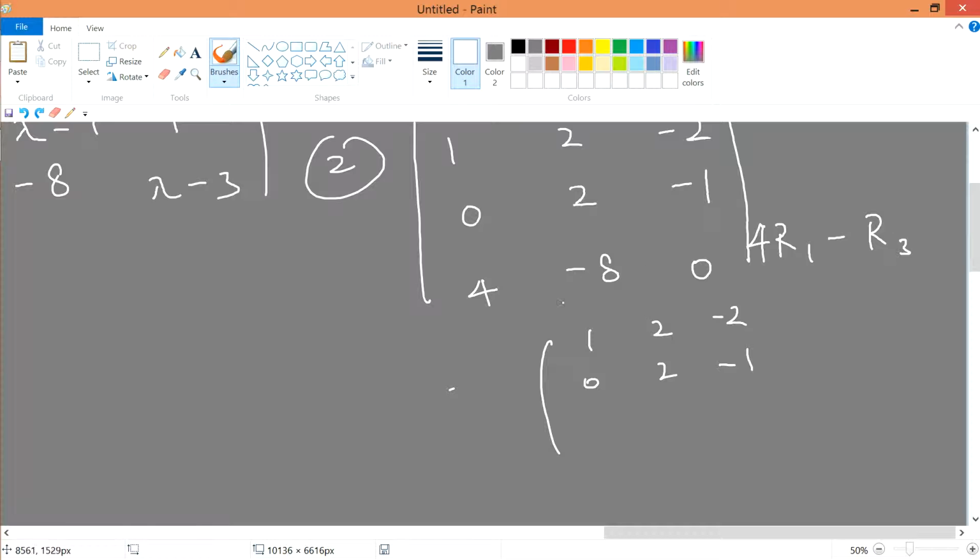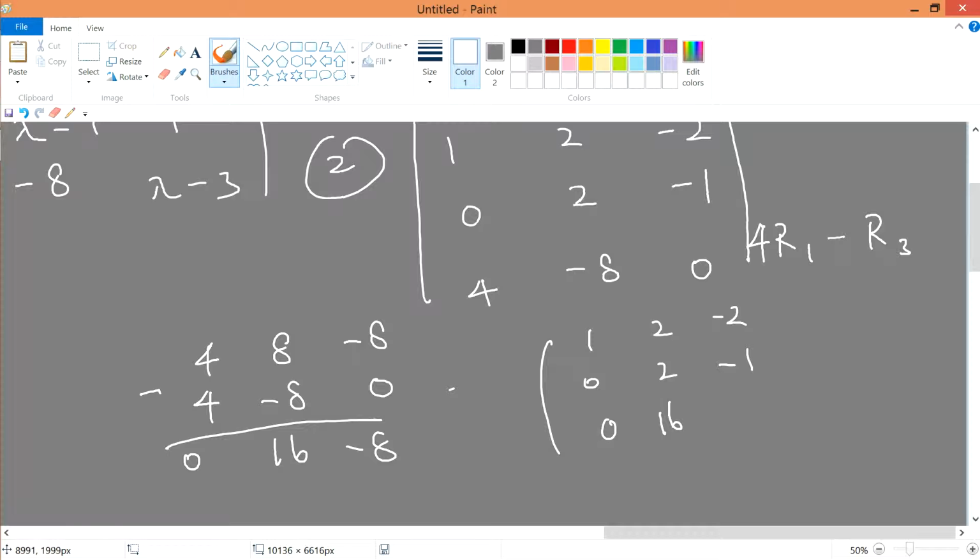So I take 4 row 1 minus r3, so I times this row 1 over here by 4. So 4, 8 and minus 4, minus 8, and 0 from row 3. I would have 0, 8 minus minus 8 is actually 16, minus 8 minus 0 is minus 8. So I have 0, 16 and minus 8.